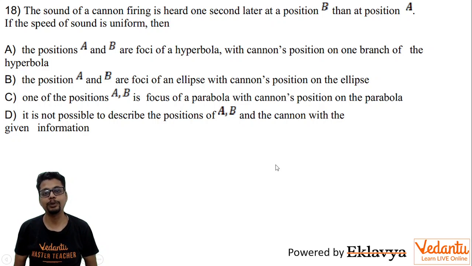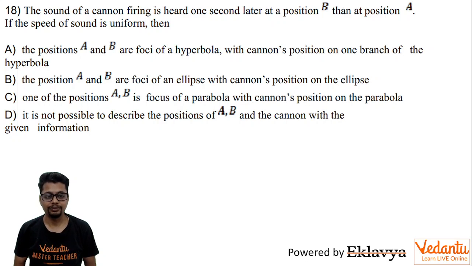We are discussing KVPY 2017 SX, and the question for this video is this. The sound of a cannon firing is heard 1 second later at a position B than at position A. If the speed of sound is uniform, then, and we have been asked to answer one of the four options is correct.